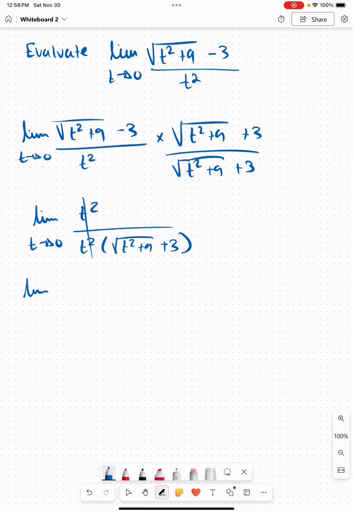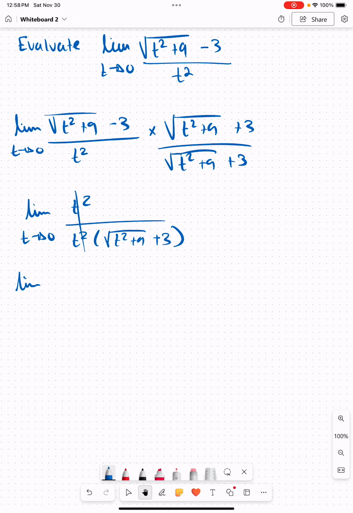So we're left with the limit. Sorry if the limit looks weird. But we're left with the root of t squared plus 9 plus 3 in the denominator, with the 1 in the numerator, as t approaches 0. And now we can substitute 0 into t, and let's see what we get.